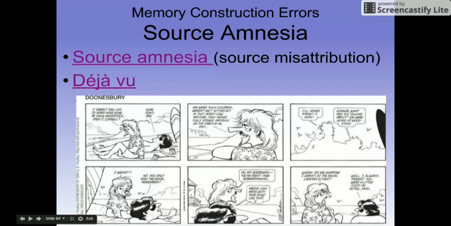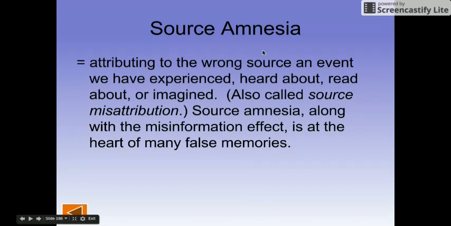Some other things that contribute to memory construction errors are source amnesia and deja vu. Source amnesia is one of those concepts that has two phrases that can mean the same thing. So it's also called source misattribution. Source amnesia is attributing the wrong source, an event we have experienced, heard about, read about, or imagined, as the cause of our memory, as the cause of whatever you're trying to remember.